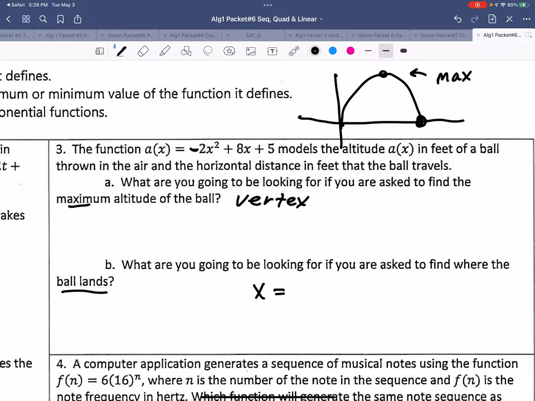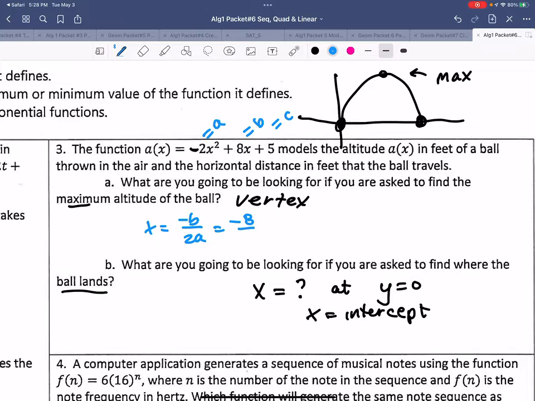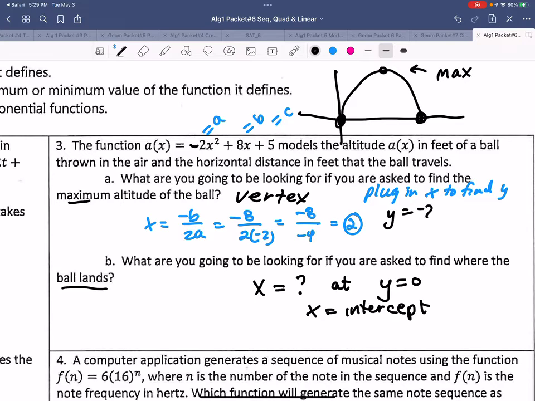So we want to know what x is at altitude, or y equals 0. So this is also known as our x-intercept. Now it doesn't say to actually solve the question, it just asks us if we know what we're looking for. But let's go ahead and solve it. So let's find our vertex, that's a, b, c. X is equal to negative b over 2a, so negative 8 over 2 times negative 2. So we get 2. All right, now we know we can plug in x to find y. So y would be negative 2 times 2 squared plus 8 times 2 plus 5. So that'd be negative 8 plus 16 plus 5, or 8 plus 5 makes 13.